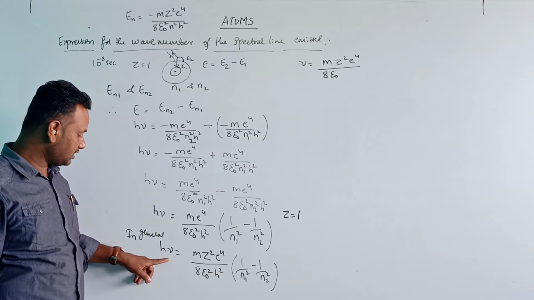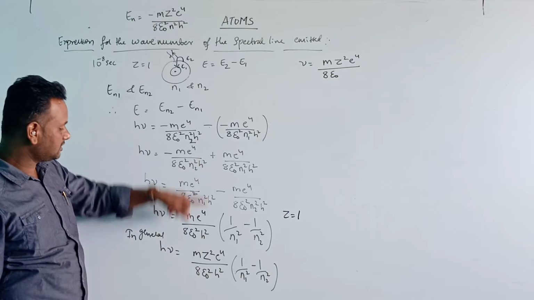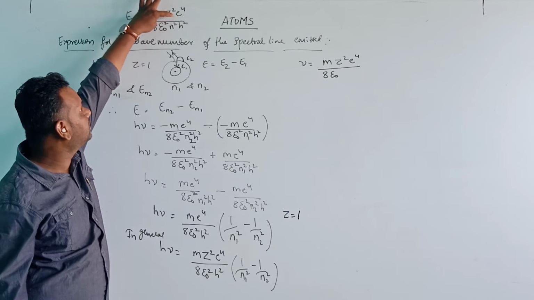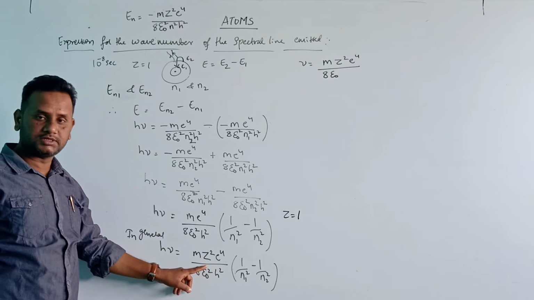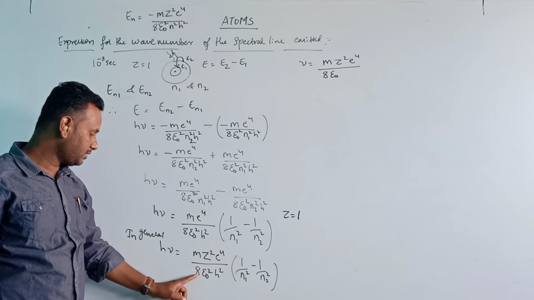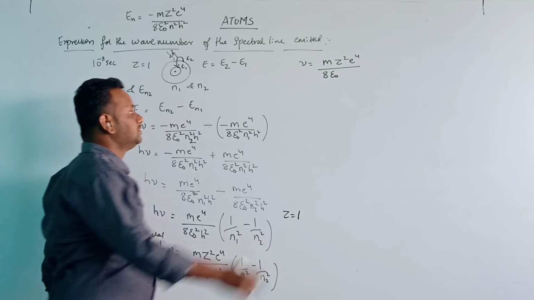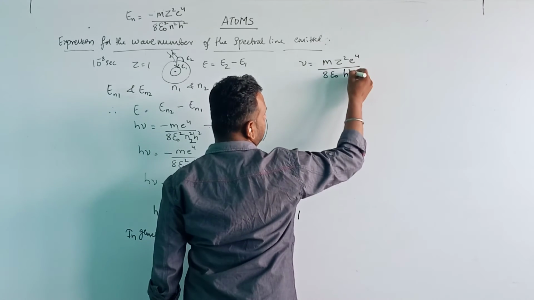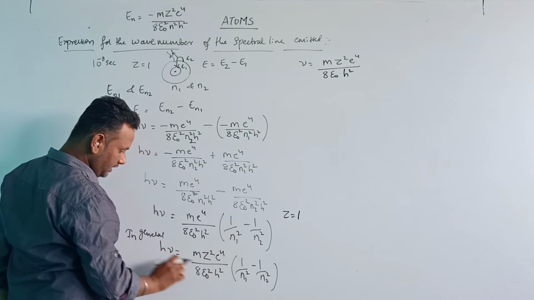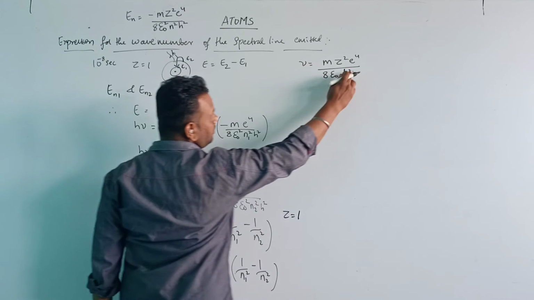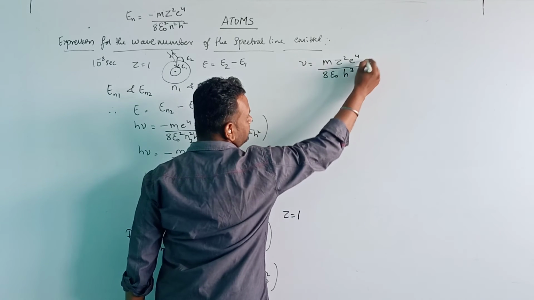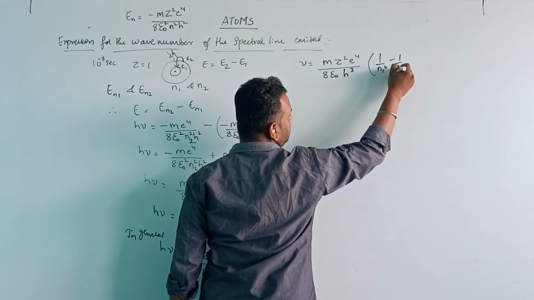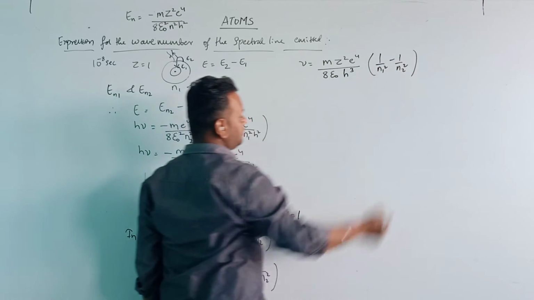In the next step I have taken the general equation. In general form we can write this as h nu is equal to, I kept that z the same, m z square e to the power of 4 divided by 8 epsilon square h square. Now if I take this h in the denominator, then it becomes h cube, into 1 by n1 square minus 1 by n2 square.